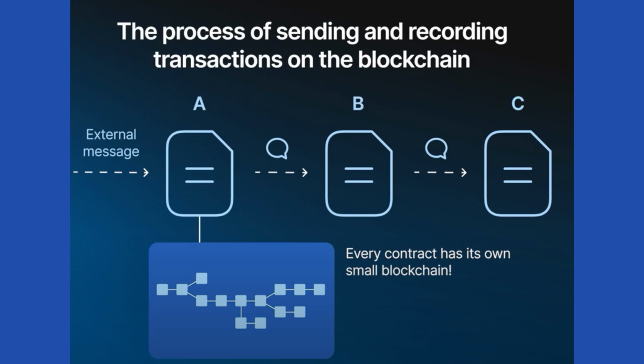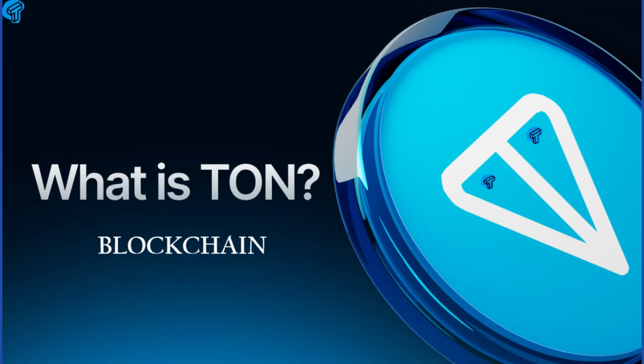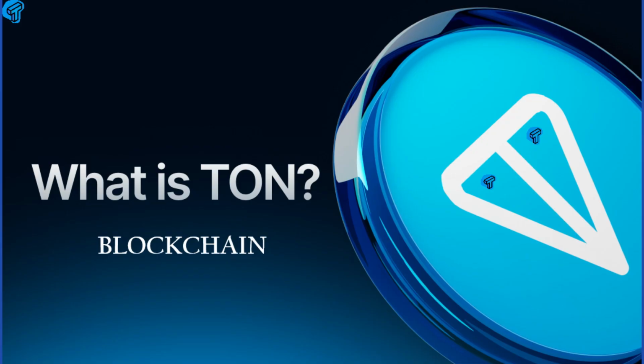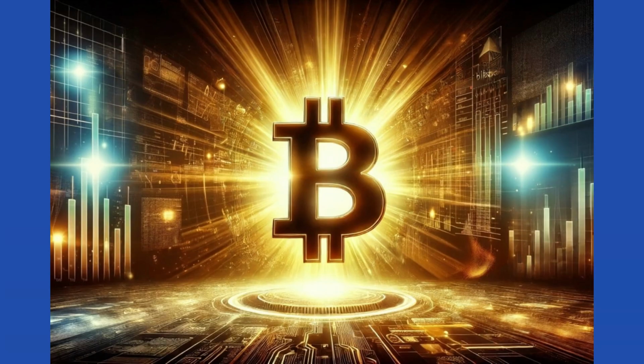So to give you a little bit of a perspective, let's go back a little bit and talk about how Bitcoin and Ethereum were designed and what are the key differences from Ton. So let's start with Bitcoin. Bitcoin was designed almost 14 years ago. This was the first cryptocurrency and the first blockchain that was ever created.